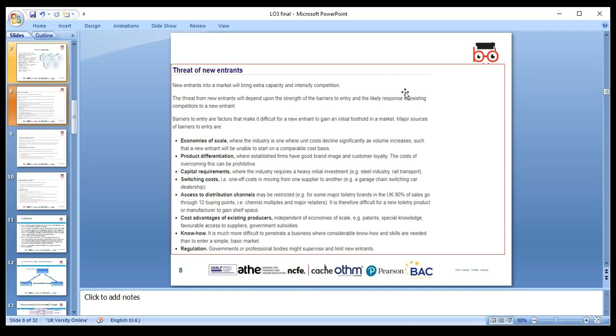You focus on the economies of scale. You look at product differentiation, the capital requirement, and switching costs. You have to assess the distribution channel, cost advantages of existing producers, know-how, and regulation. All of these we have to consider. If we have that knowledge, we can draw the barriers so no company enters our territory and becomes a real risk for existing companies and our operations. So that's what we need to look at.